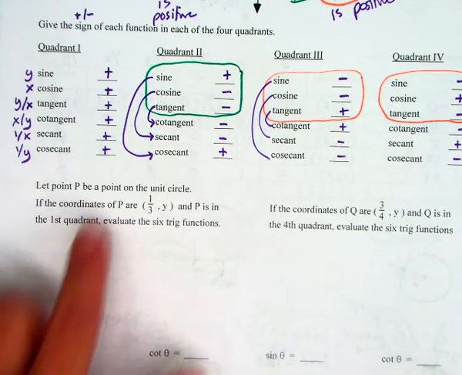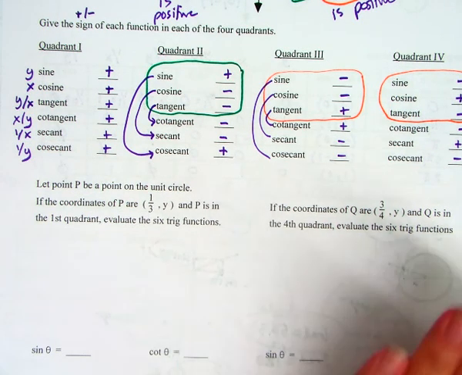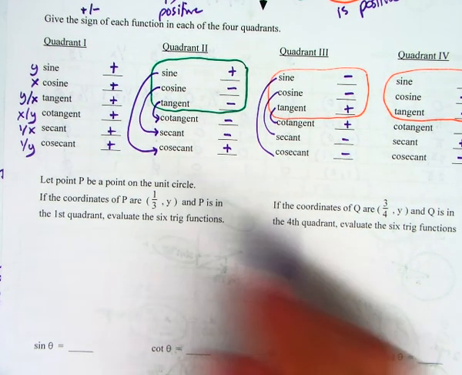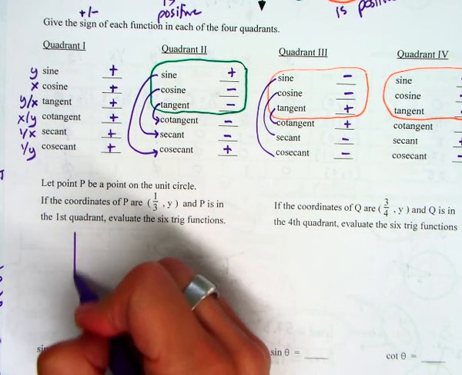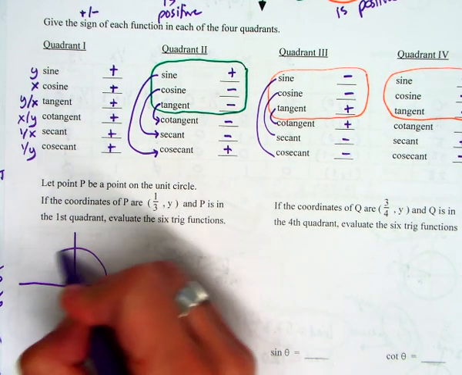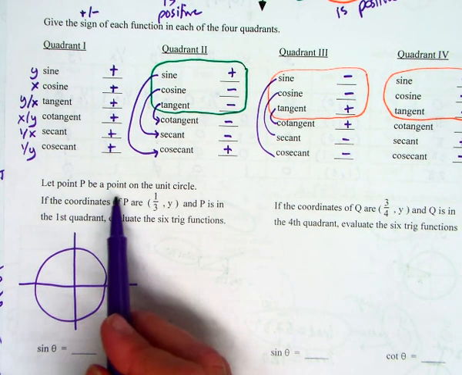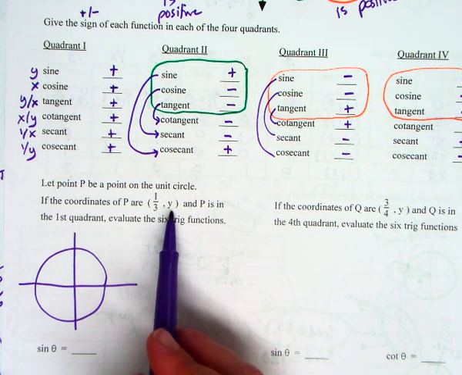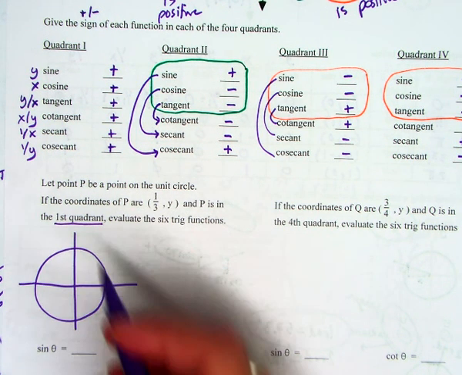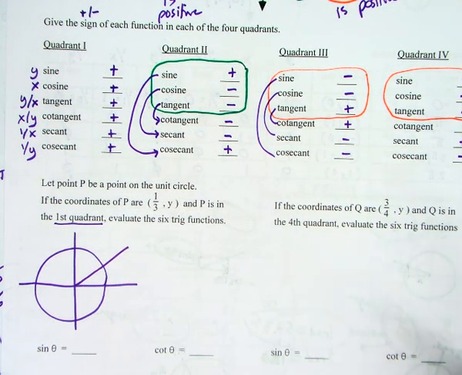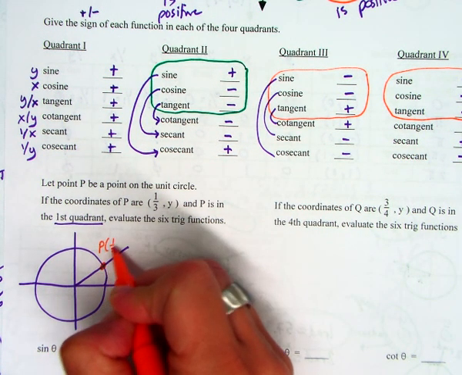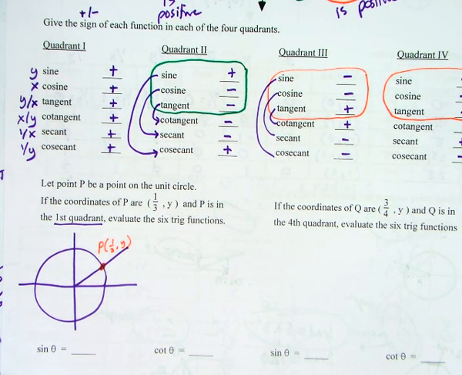Let point P be a point on the unit circle, and there'll be questions similar to this on your quiz tomorrow, so you got to be able to do something like this. So I've got my unit circle. Point P is a point there. It says the coordinates are 1/3, y, and P is in the first quadrant. So I have to go somewhere in the first quadrant. This point P, 1/3, y. Evaluate the 6 trig functions.